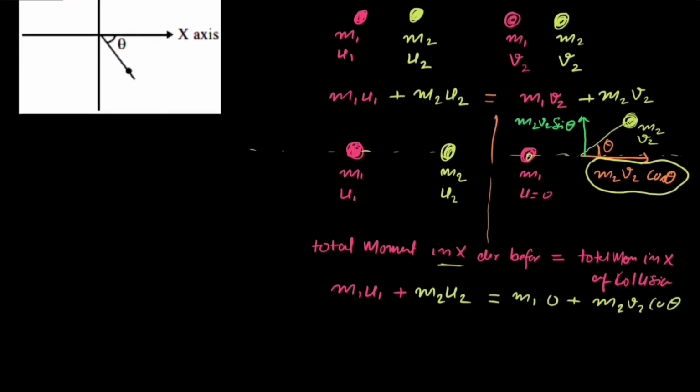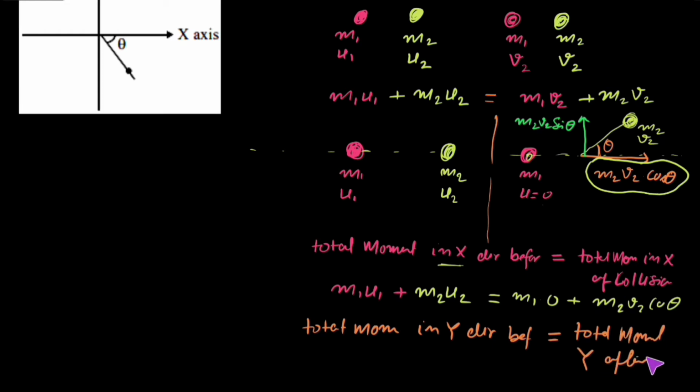Similar to this, for y direction we can write that the total momentum in y direction before collision would be equal to the total momentum in y direction after collision. So before collision, as we can see, there is no motion happening in the y direction, so the momentum in the y direction would be 0 before collision.